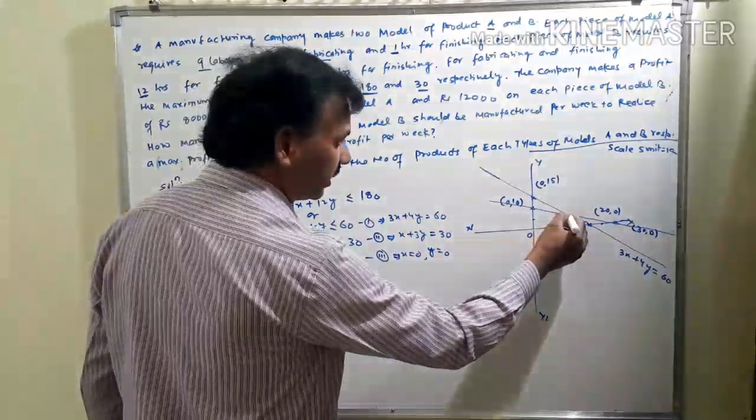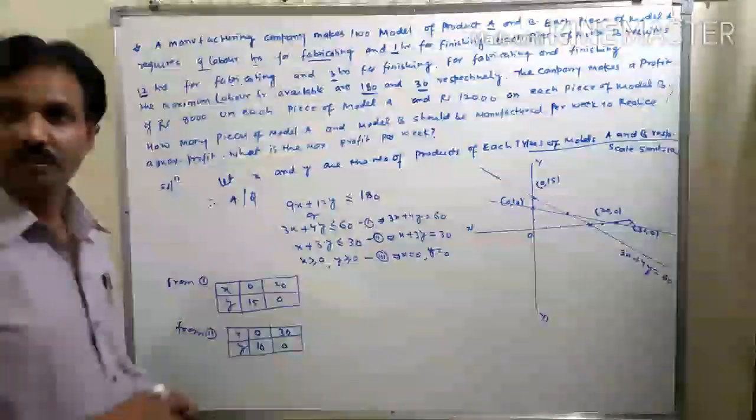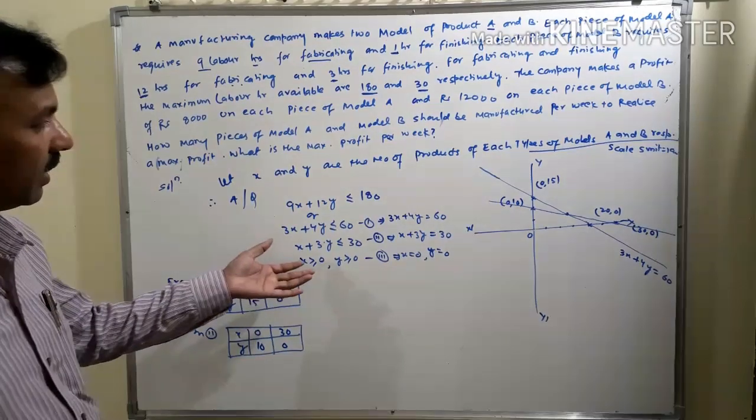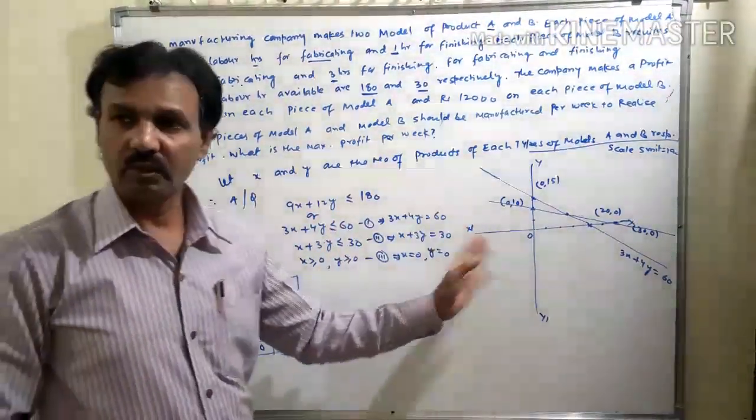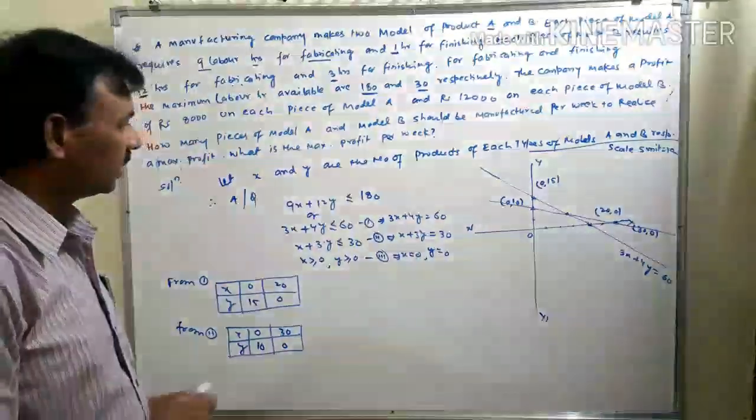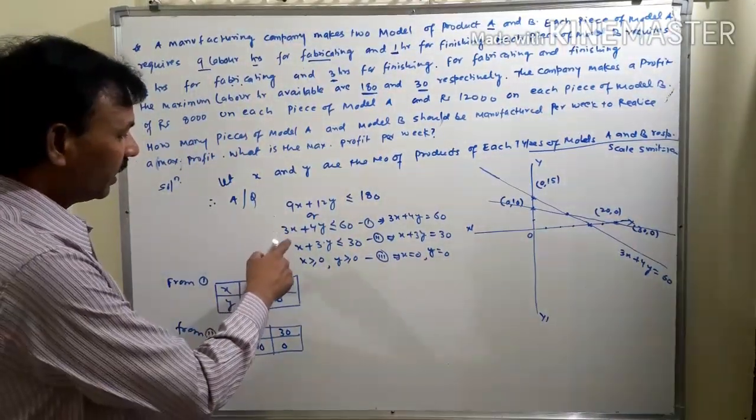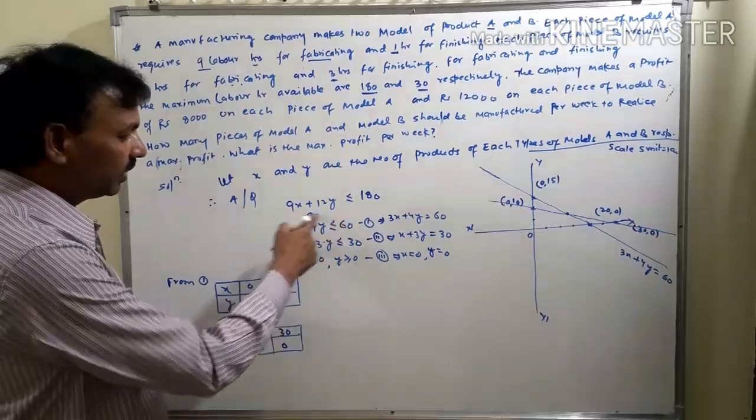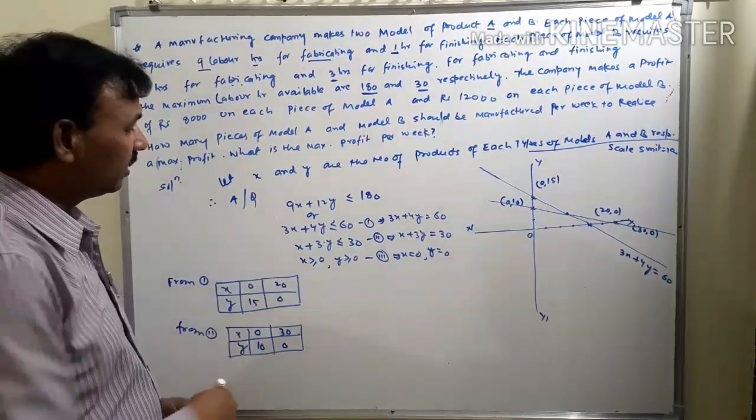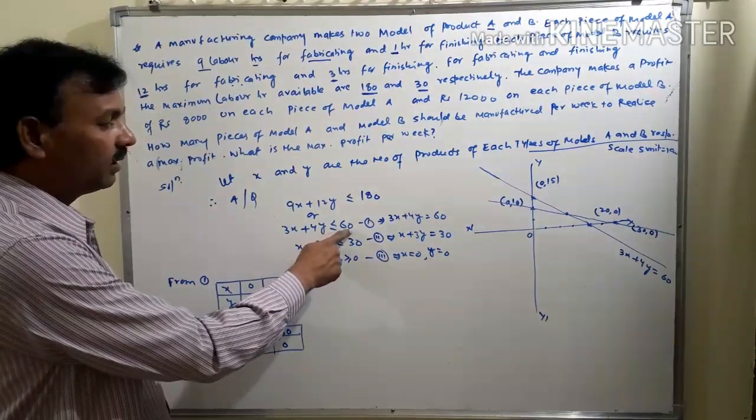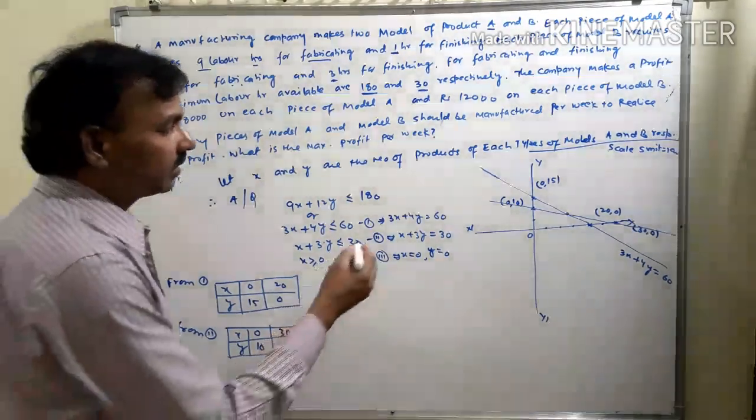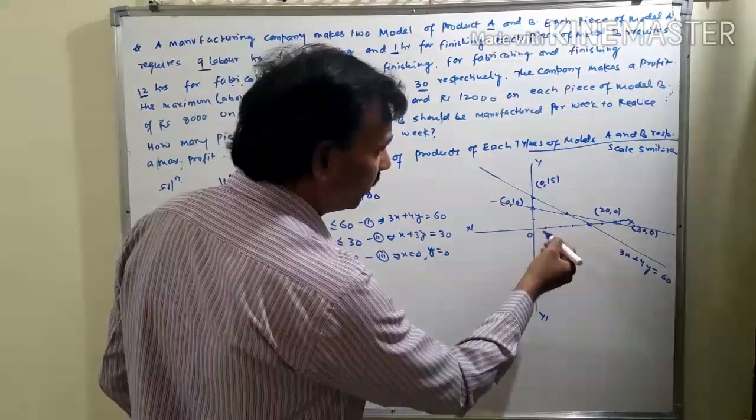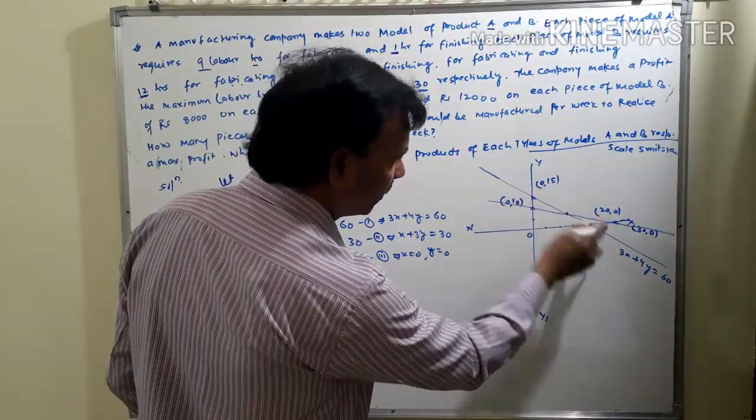Since this is the intersection point of both lines, first we check whether these inequalities contain the origin or not. So here we put x equal to 0 and y equal to 0 in this inequation: 0 plus 0 less than or equal to 60. This is a true statement.